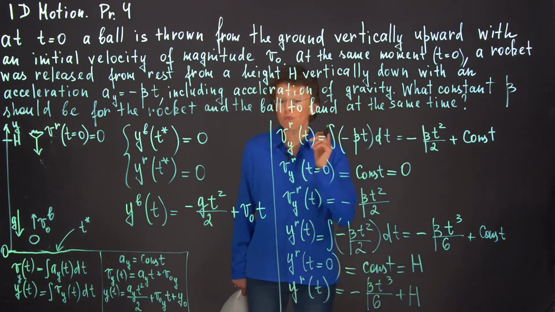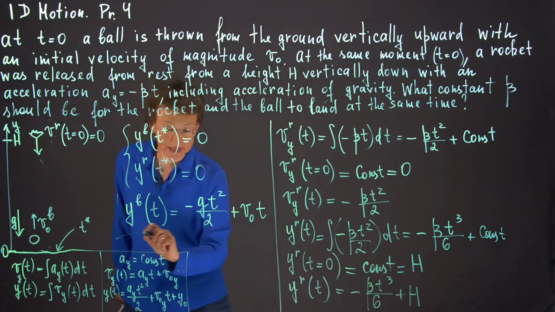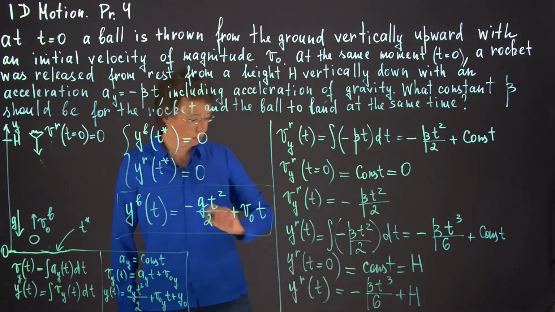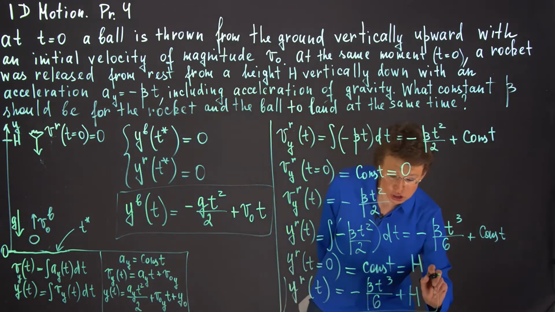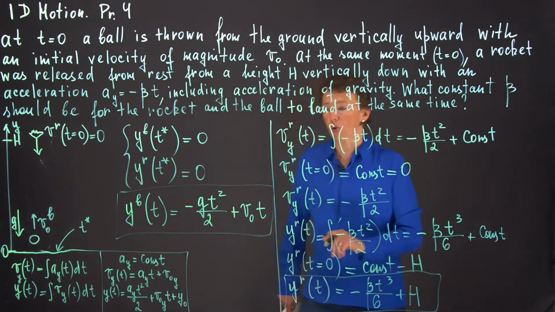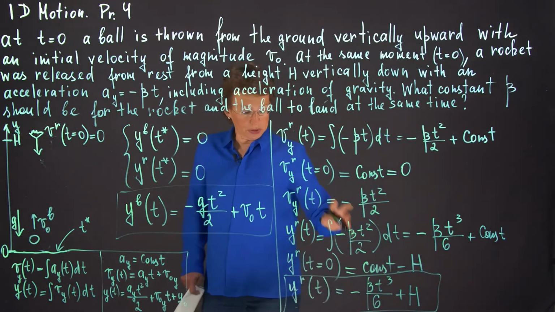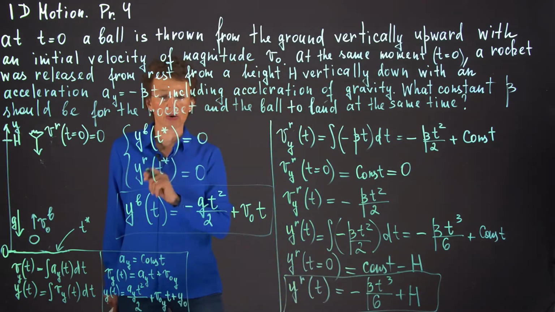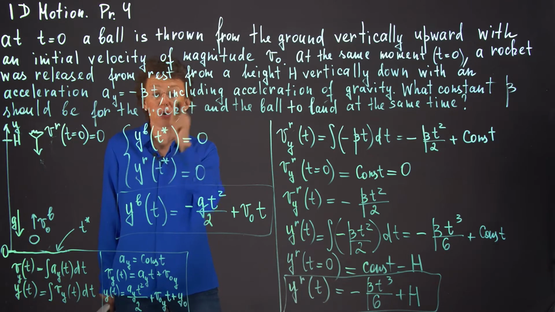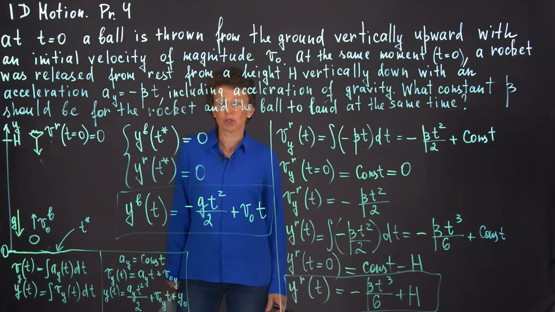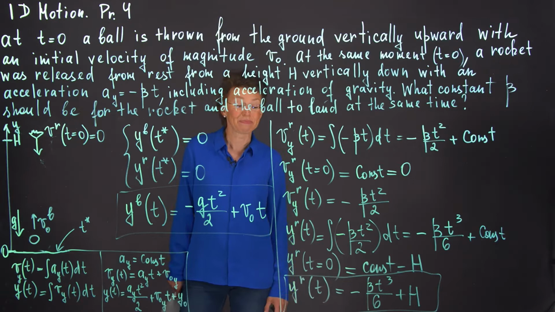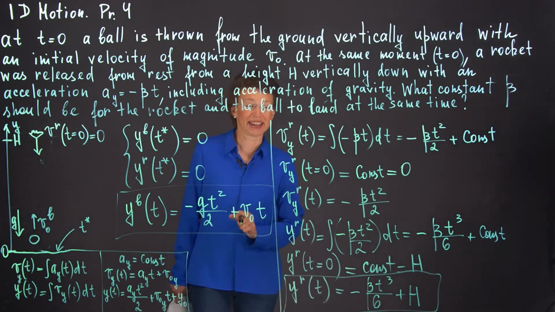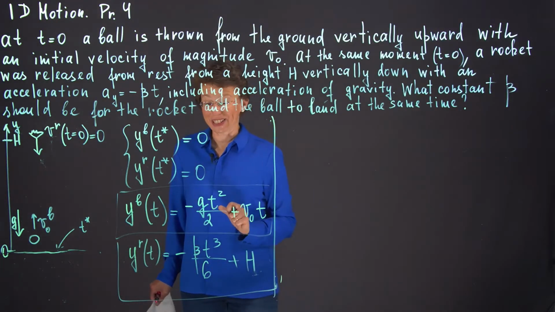Now we know both formulas. We know the position of the ball at any time moment. We know the position of the rocket at any time moment. We are ready to bring this information into our system of equations, and find the position of the ball at that specific time moment, the position of the rocket at that specific time moment, and put them equal to 0 and solve for t star. I will erase. Stay with me. Now we are ready to write these two equations.